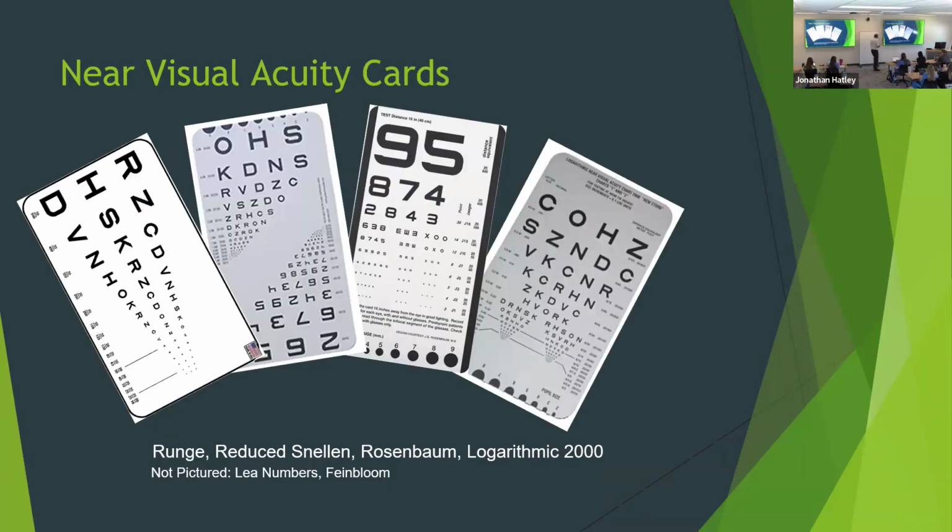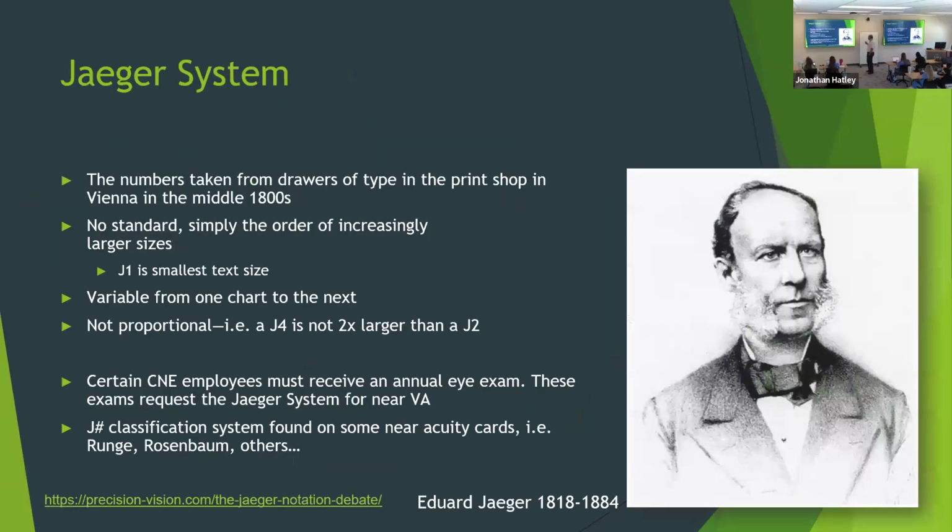So these are the different cards that you've probably seen used for near acuities. And this one right here, second from the left, is that reduced Snellen card. There are some issues associated with that we'll talk about in just a second. But one of the things to note is on these cards, we have the Jaeger system. This is typically abbreviated as J and then a number, like J1, J2, and so on.